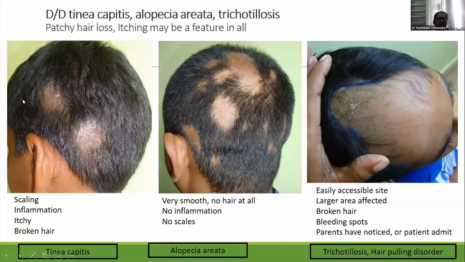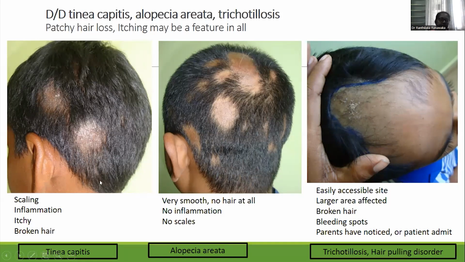So the first one, tinea capitis, is itchy. But alopecia areata is not itchy, but they complain of some irritation. Irritation before the hair falls, right? So they may interpret that as itchiness. Again, hair pulling disorder is not itchy, but they might tell that it is itchy. That's why I take off hair, right? So itchiness may be a complaint in all three.